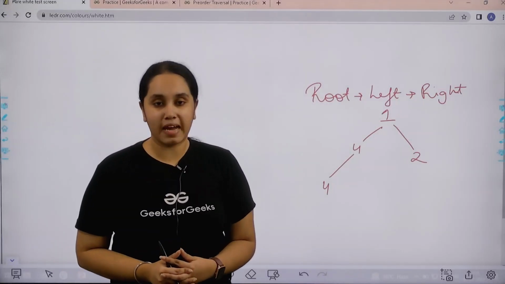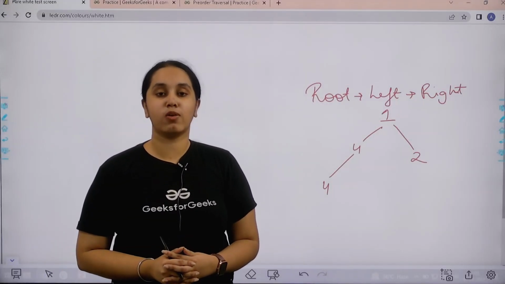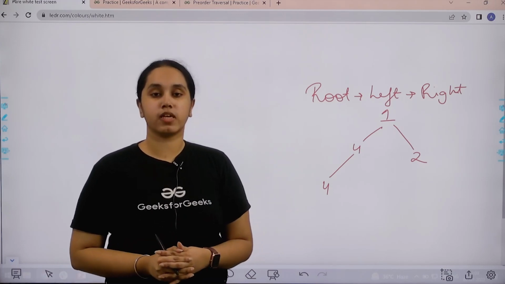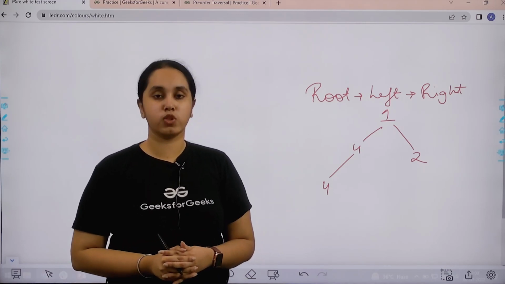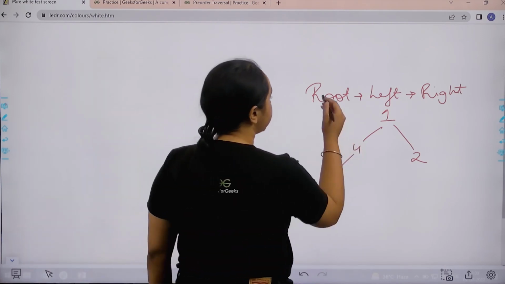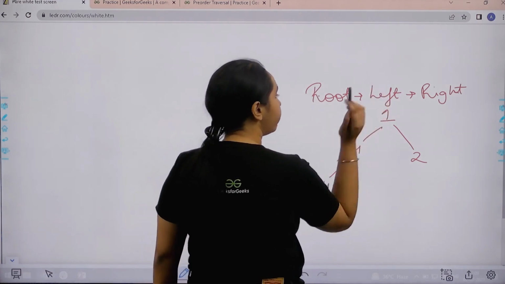Everyone, welcome back. In this session we will learn how to solve the practice problem pre-order traversal. First we will understand the question and then we will solve it. So let's start. For pre-order traversal we need to move from root, then left and then right.